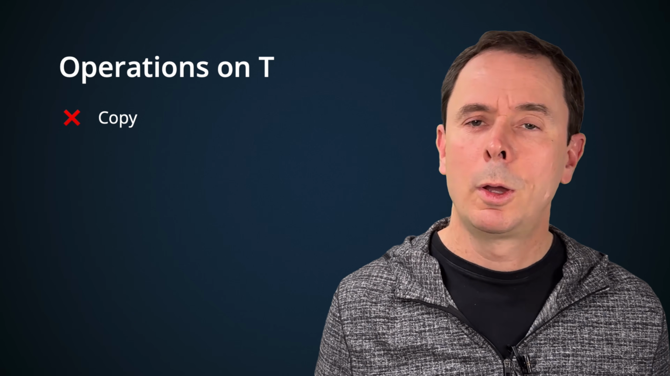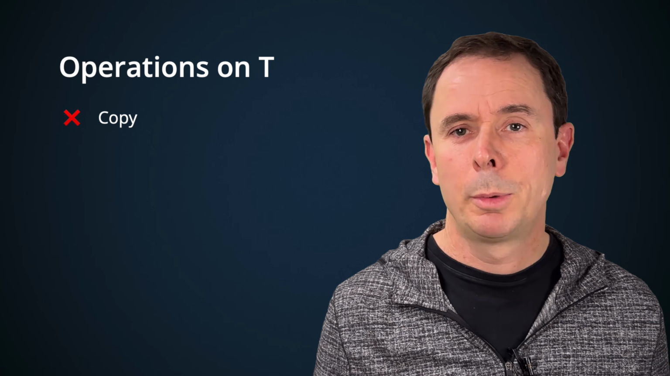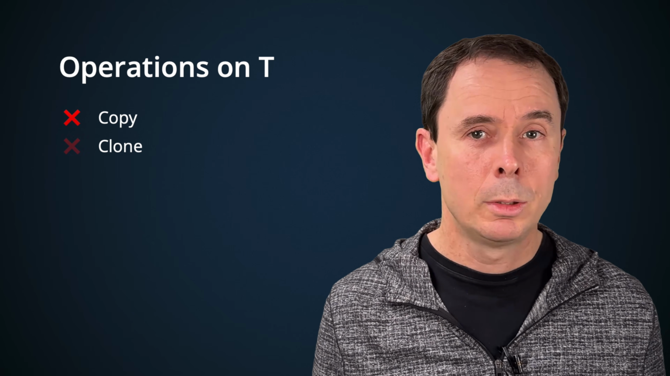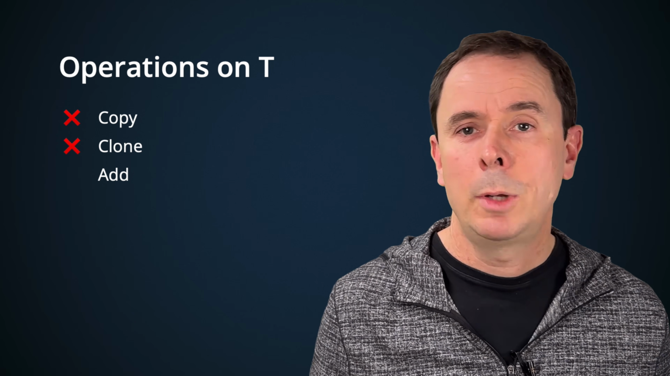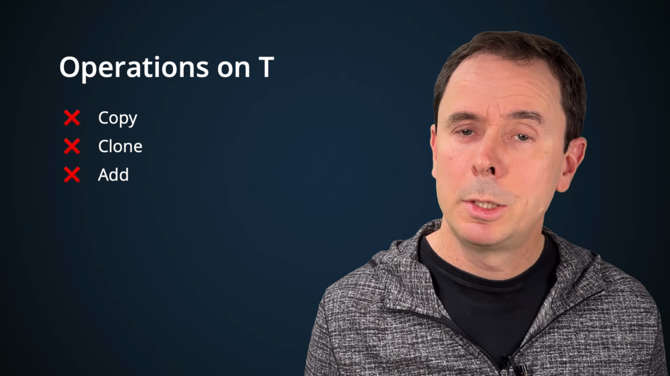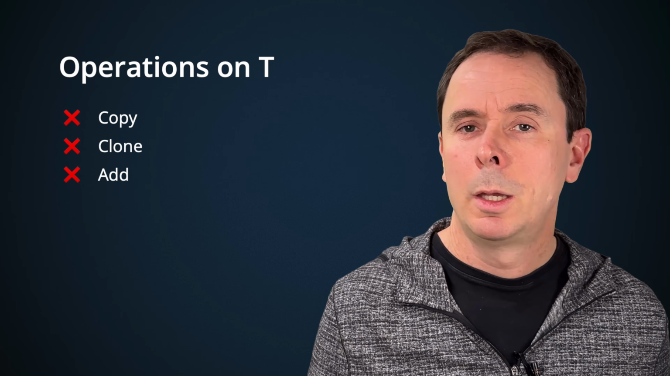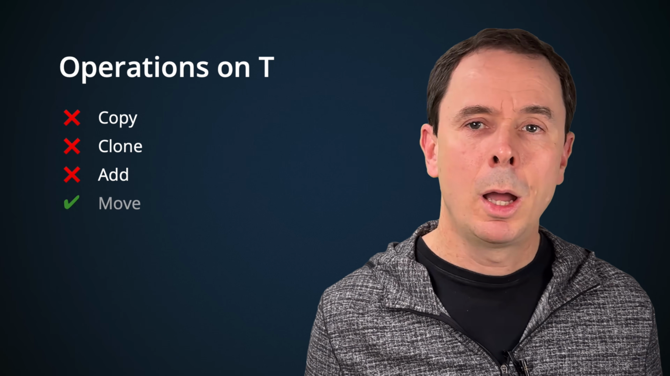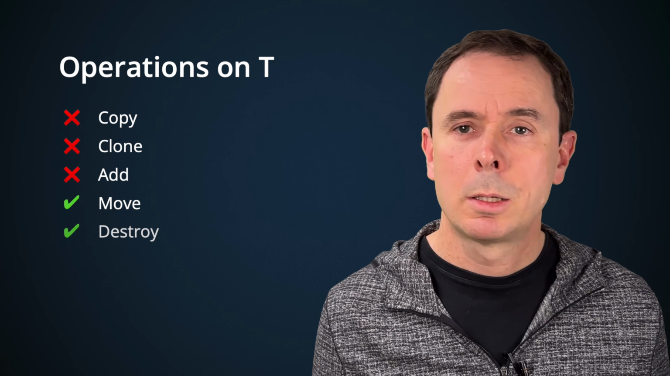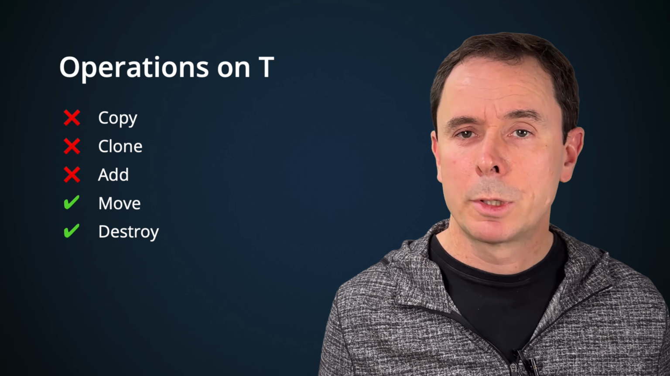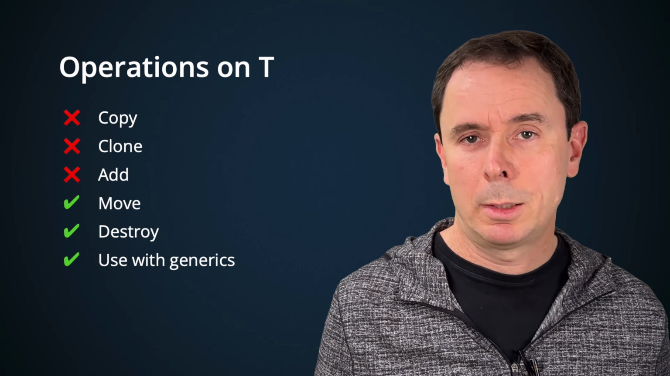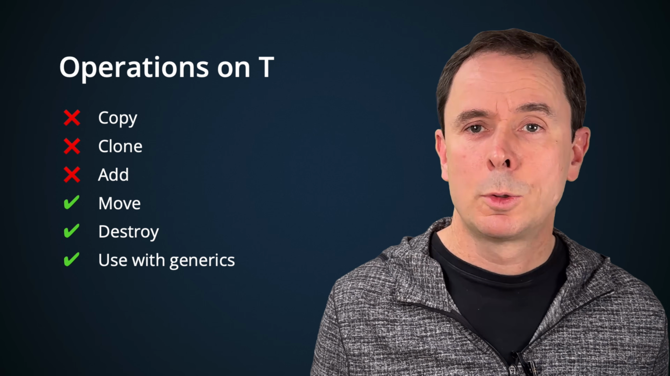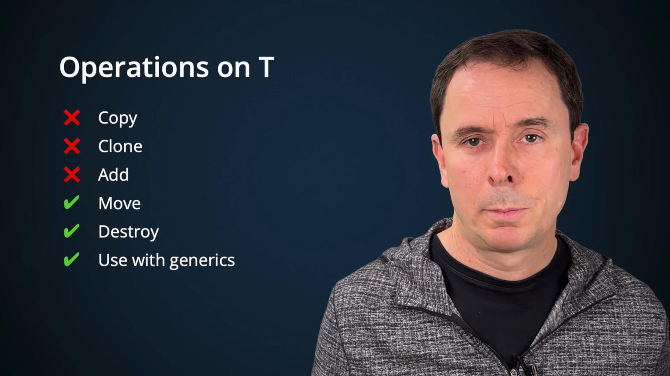Can you copy it? No, some types can't be copied, so a value that might be of a non-copyable type can't be copied. Can you clone it? No, same answer, only some types can be cloned. Can you add 2 of them together? No, addition is only defined on certain types. If you have a value that could be of any type, you can move it from place to place, you can destroy it by letting it go out of scope, and you can use it with any other generic functions that accept any type without constraints. So for example, you can store it in a Vec or some other collection type.